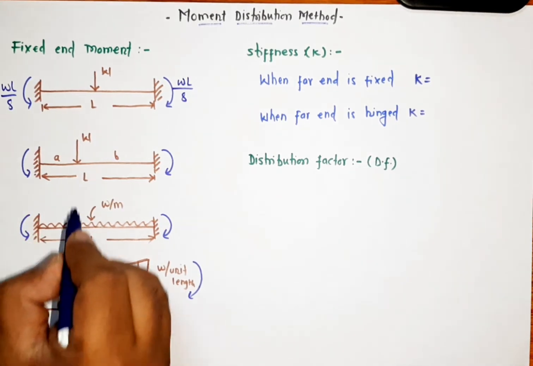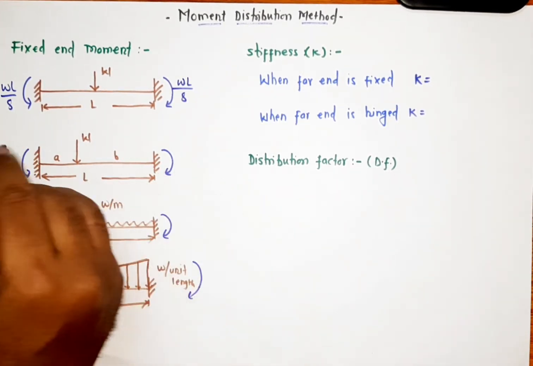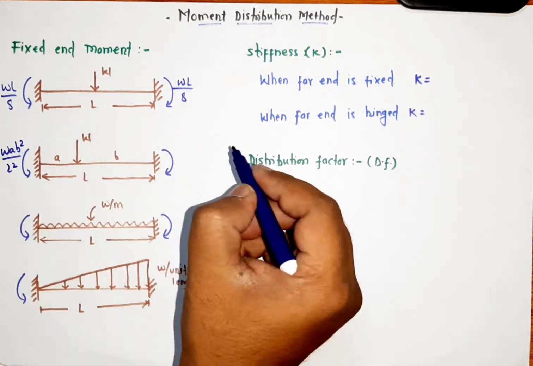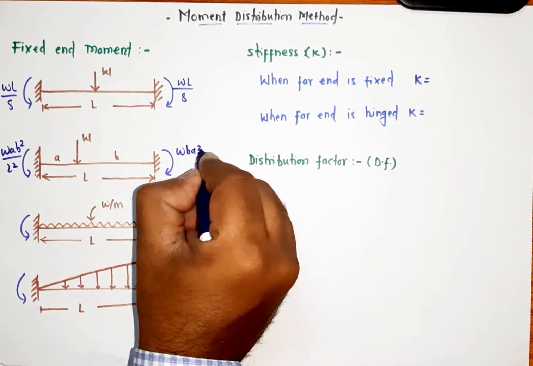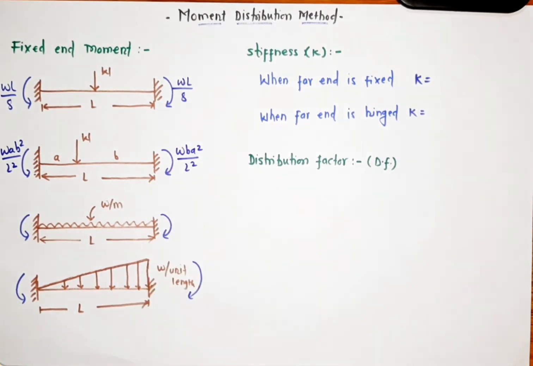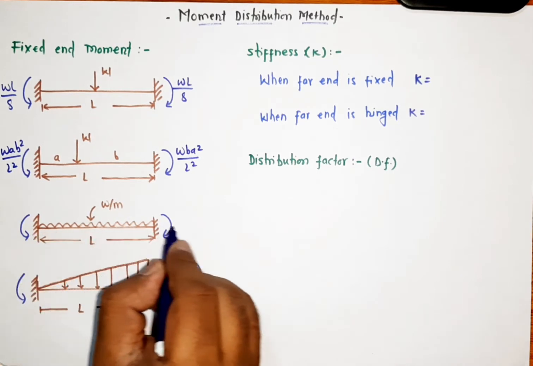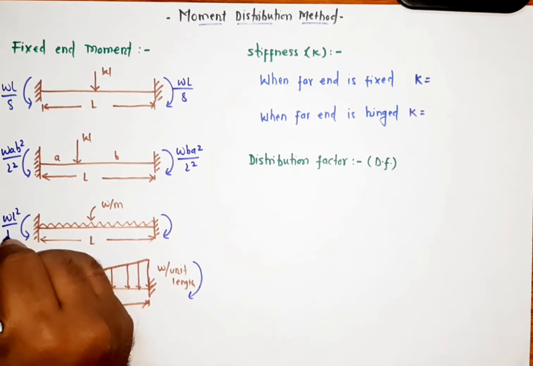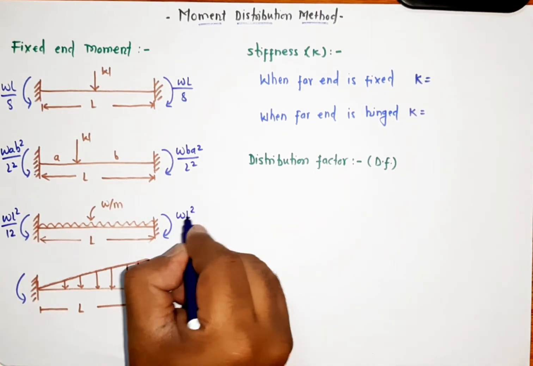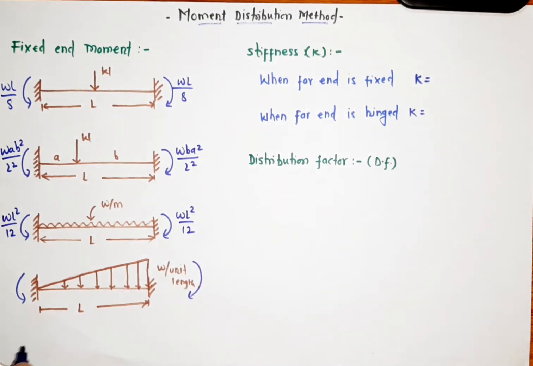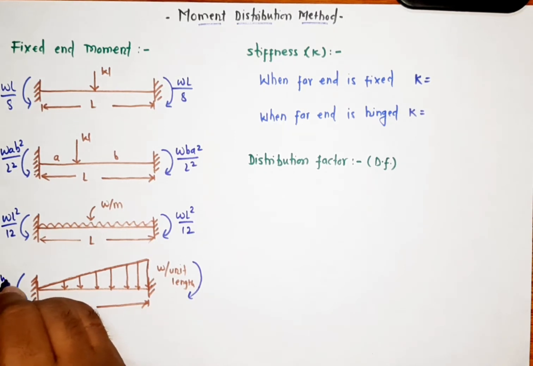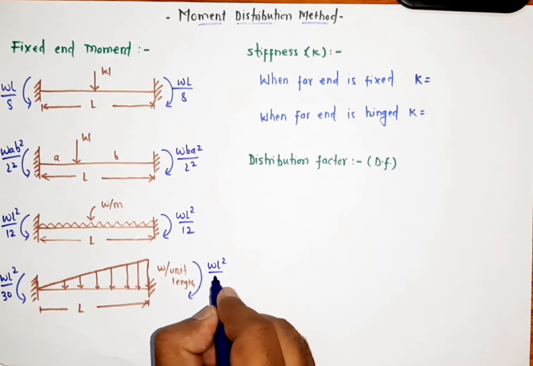For a beam having an eccentric point load, the fixed end moments will be WAB square divided by L square and WBA square divided by L square. Whenever there is a fixed beam having a uniformly distributed load, the fixed end moments will be WL square by 12 and WL square by 12. For a fixed beam having a uniformly varying load, it will be WL square by 30 and WL square by 20.